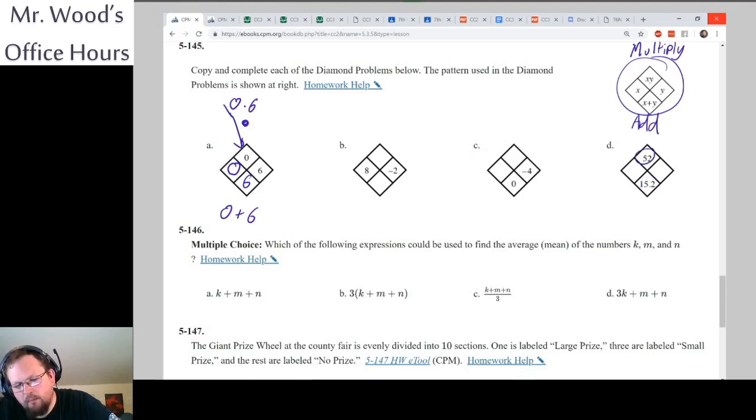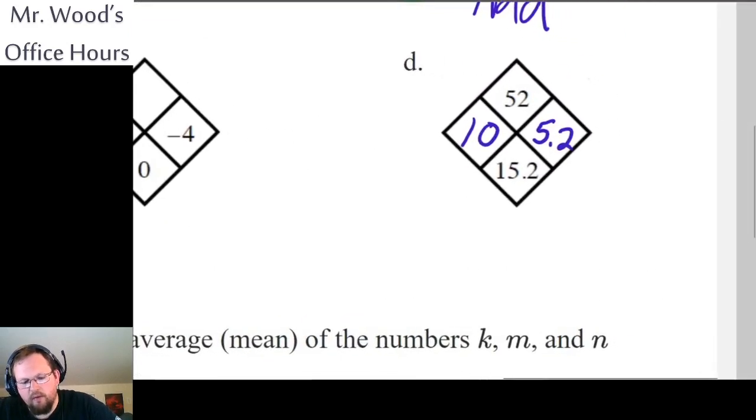What's a close number to 50 would be something like 10 and 5. Because 10 times 5 is just about 50. And you're like, well, 10 plus 5 is pretty close to 15.2. It's just a little bit off. And so if you just adjust those values a little bit, you start to think, okay, well, 52 and 5.2, well, if I just did 10 times 5.2, I get 52 on there.